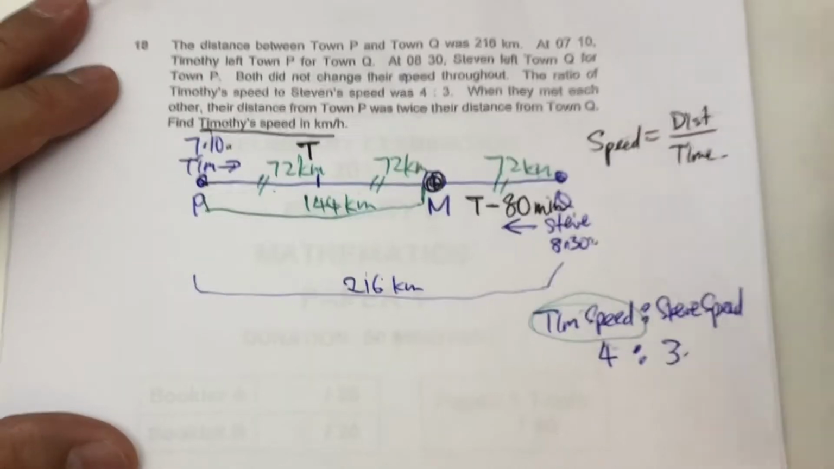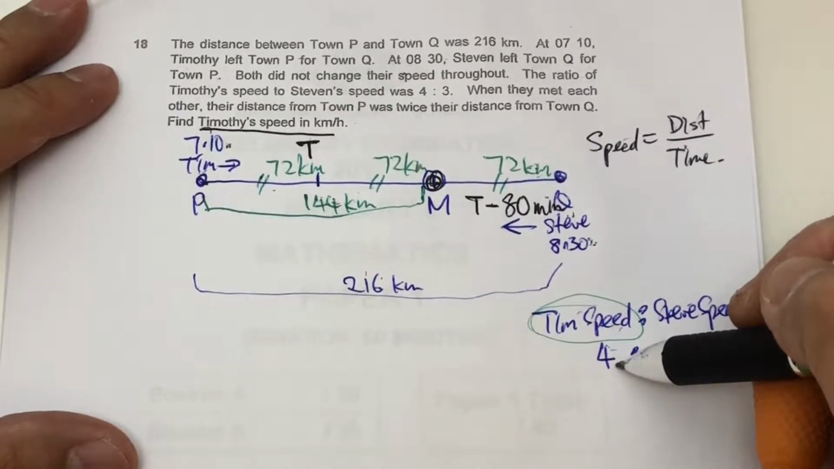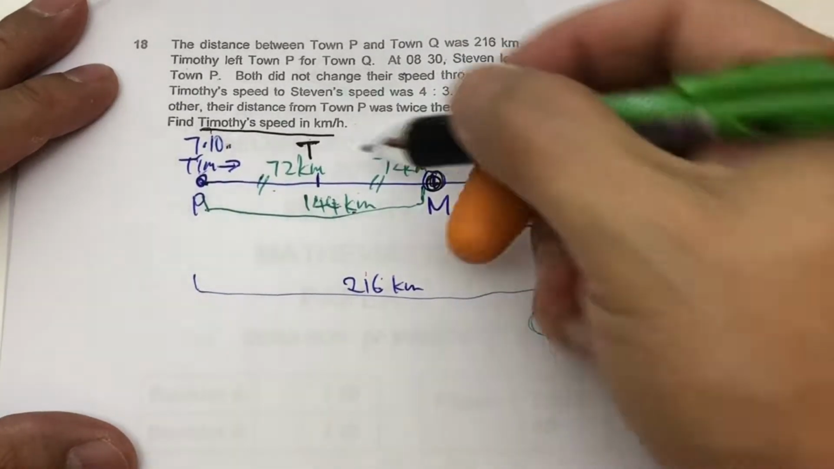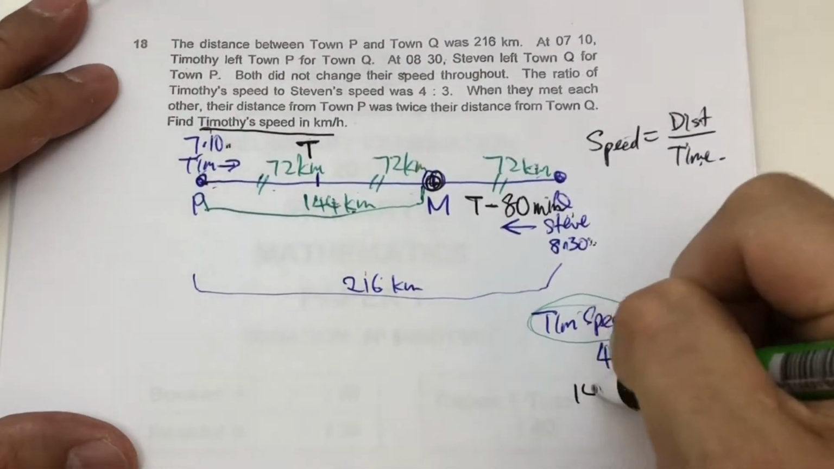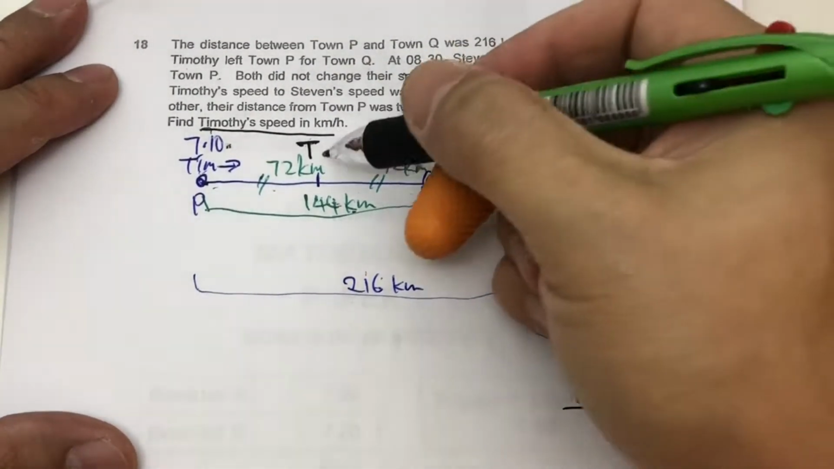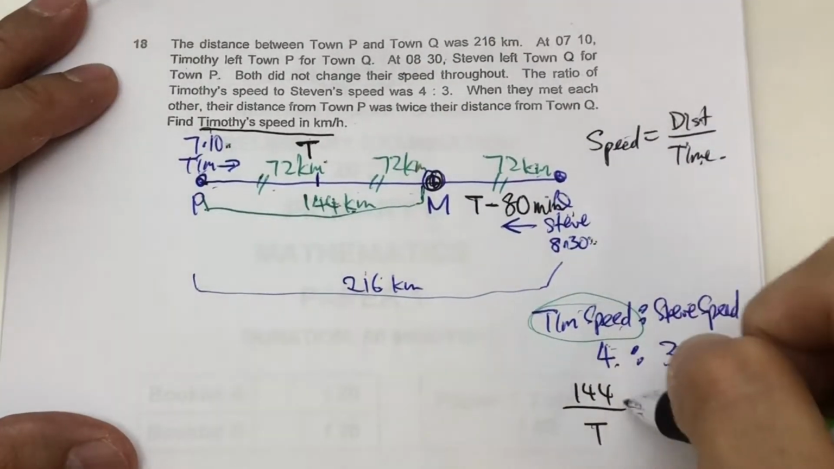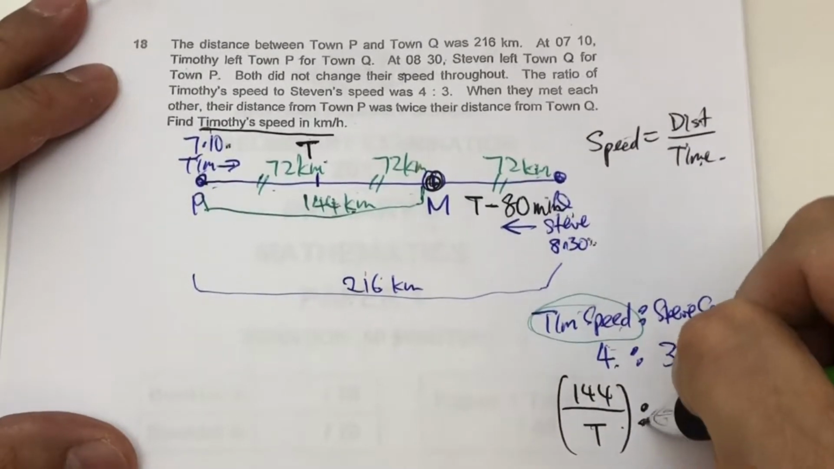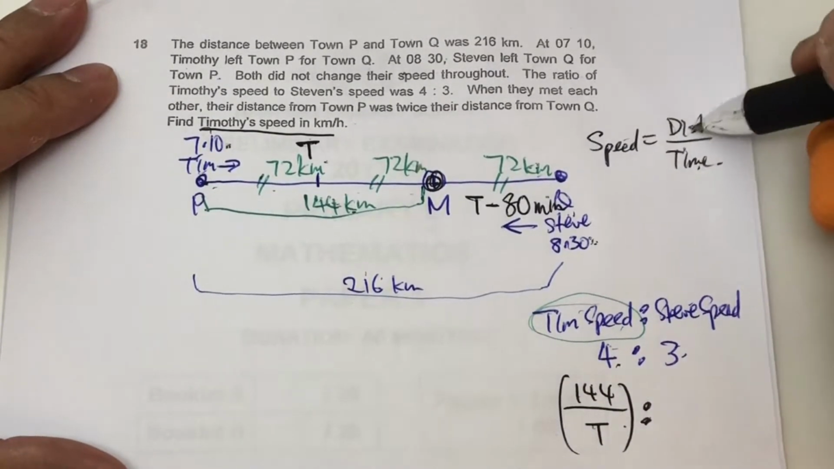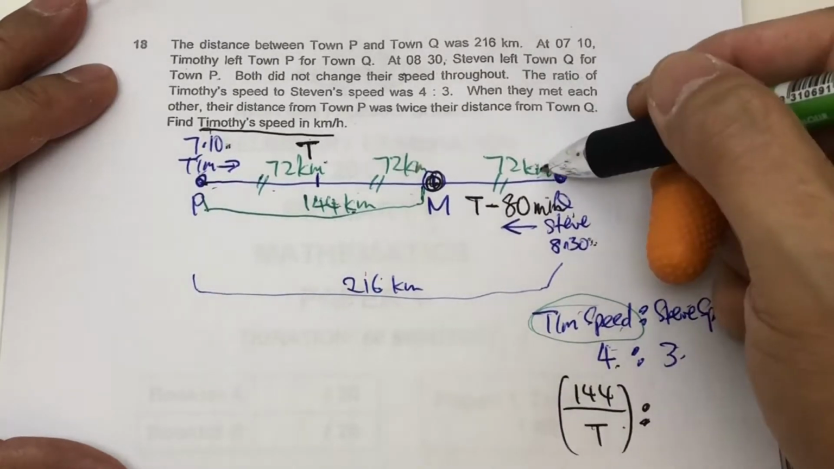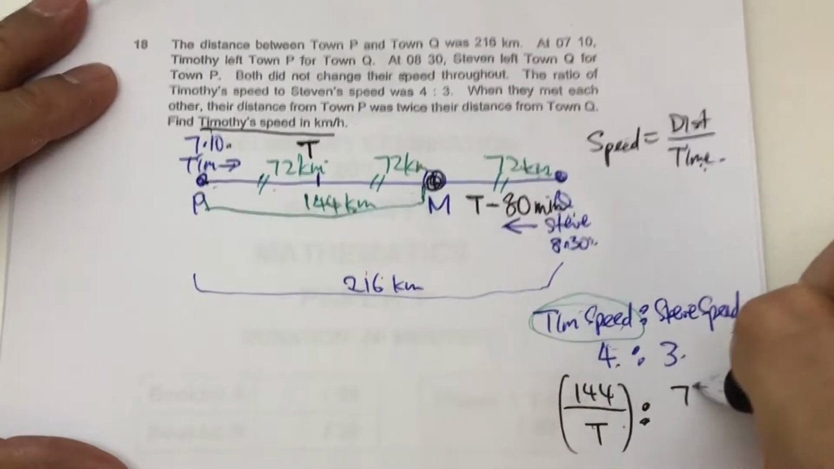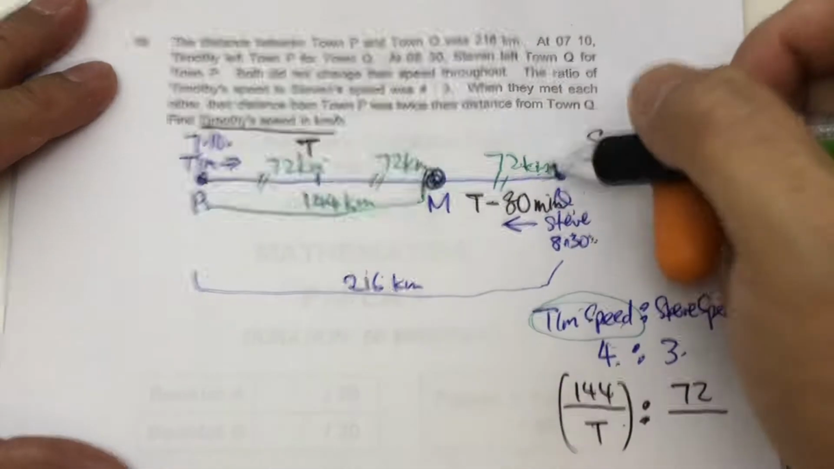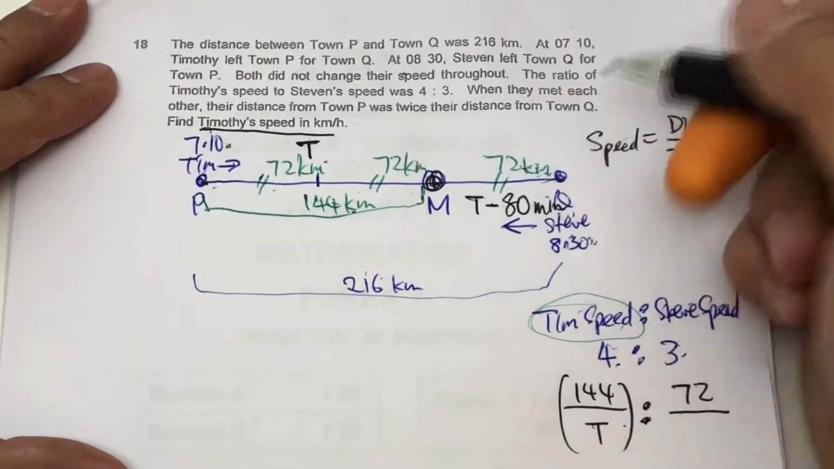So what then is Tim's speed? Distance over time. Tim traveled 144 over time t. This here is Tim's speed. What about Steve's speed? Again, distance over time. Distance is 72, because Steve only traveled 72 kilometers, over time, he took t minus 80.